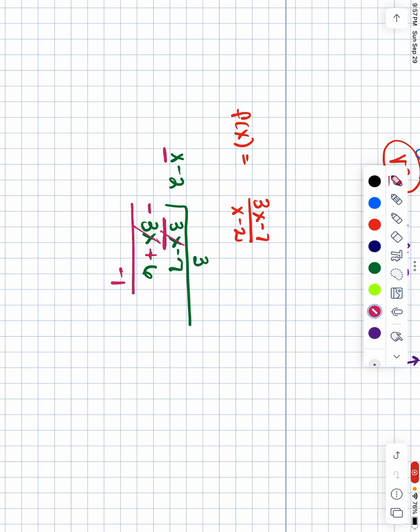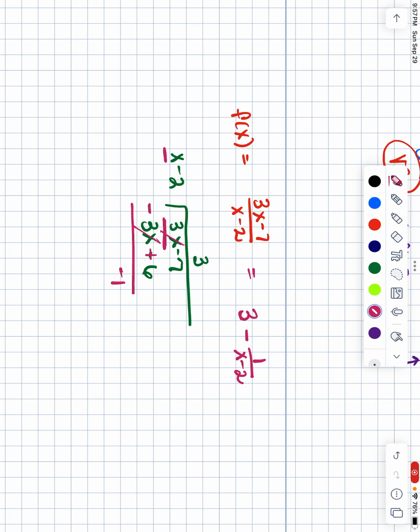So what this means is that if I wanted to rewrite this, it obviously went into it 3 times, right? It went into it 3 times, and we had a remainder of -1. And we know, because we did synthetic division a whole lot this first part of the chapter, I would write that as -1 over what I divided by, in this case, x minus 2.